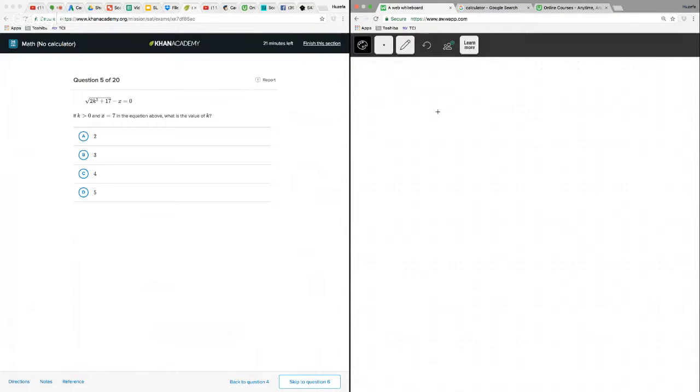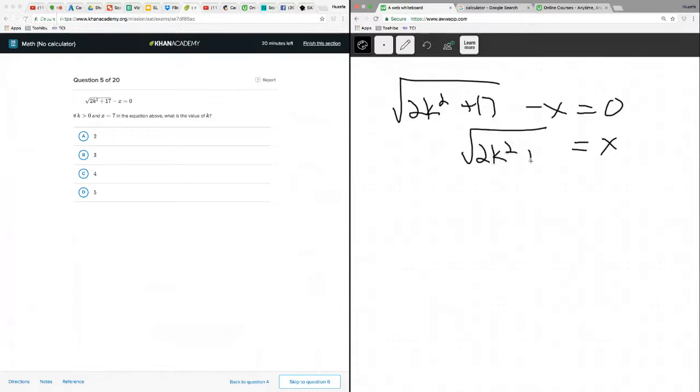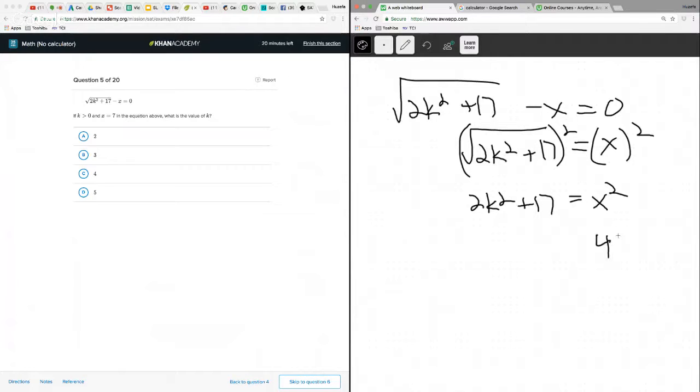Let's see what this one is. 2k squared plus 17 minus x. If k is 0 and x equals 7, so let's just solve for k. 2k squared plus 17 minus x equals 0. Add x to both sides. In this case, we want to isolate the radical. That's really important, because then we can get rid of the radical, we just square. It's the opposite. So once we square, we got 2k squared plus 17 equals x squared. Oh, and sorry, we already know x equals 7. So let's just plug 7 in. So 7 squared is 49.